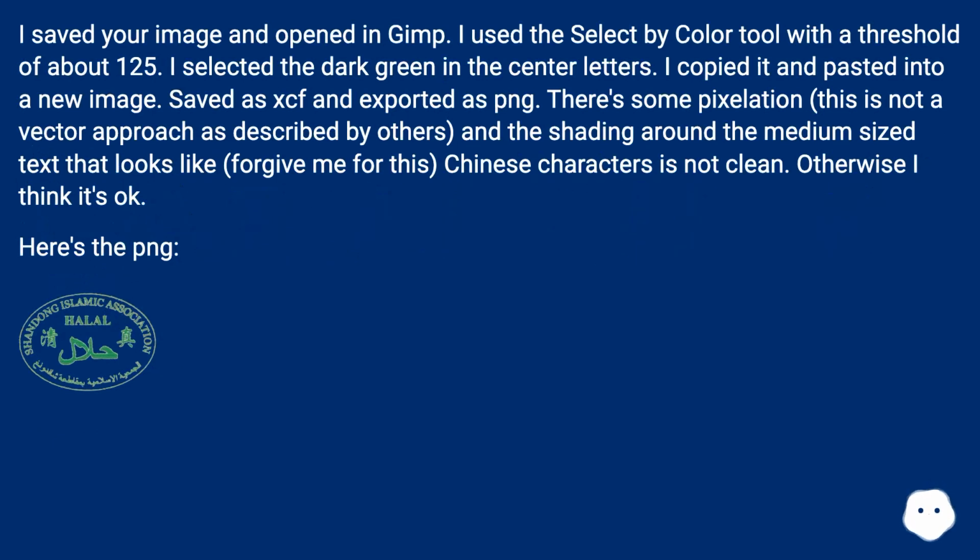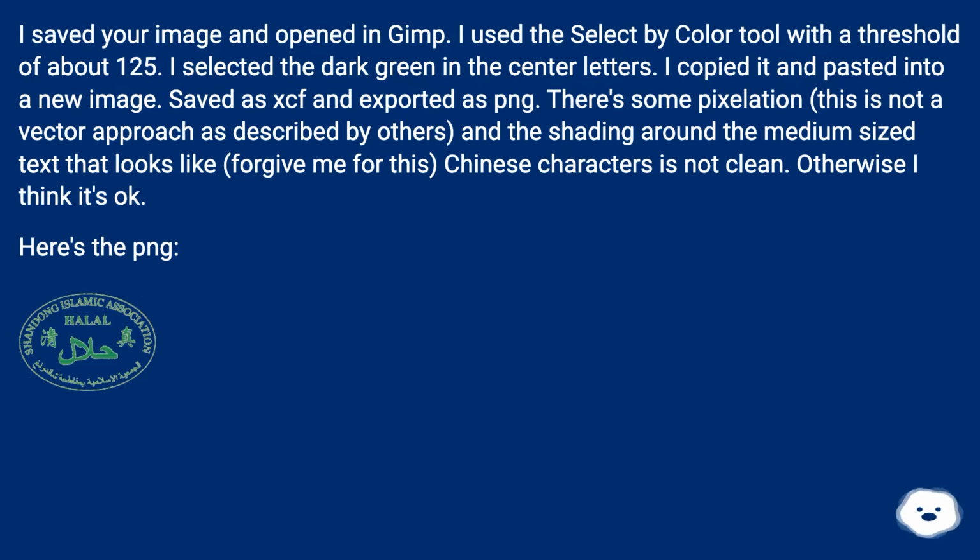I saved your image and opened it in GIMP. I used the Select by Color tool with a threshold of about 125. I selected the dark green in the center letters. I copied it and pasted it into a new image, saved as XCF and exported as PNG.